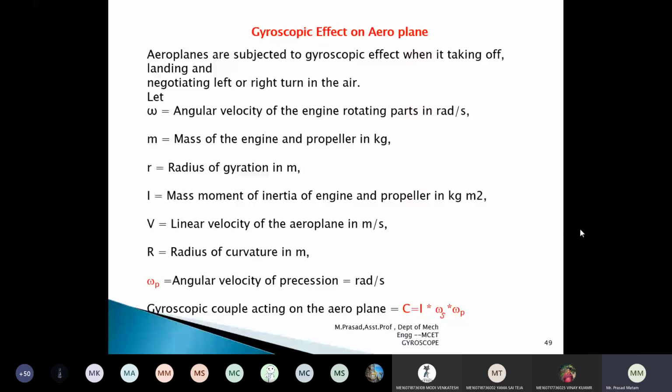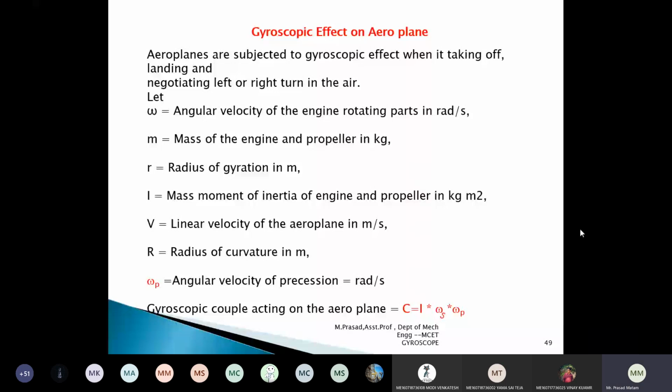If we see the ship, three types of motions we are seeing. Steering motion, moving forward or backward. Next, pitching motion, moving up and down, and rolling motion, moving towards the sides. Three types of motions we can see in the ship. Whereas in aeroplane we can see only two types of motions, whether it is taking off or it is landing. So under these two conditions, our aim is to find out the gyroscopic effect.